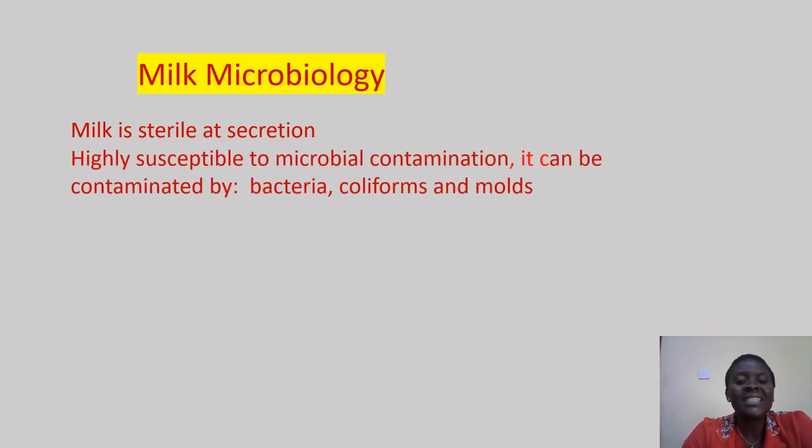Although it is sterile, it is highly susceptible to microbial contamination and can be contaminated by bacterial coliforms and molds. It can also be contaminated by hair from the animals. Those are physical contaminations. In the environment, if there are dust, dirt, and grasses around, those are issues that need adequate attention.